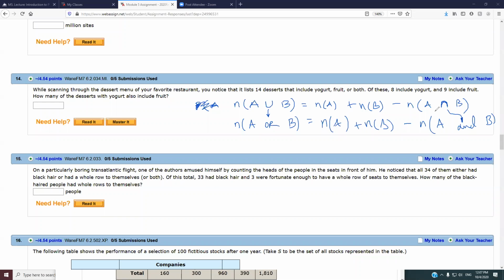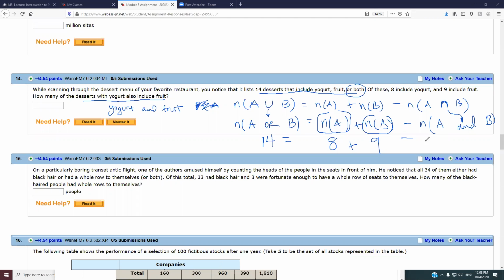All right, well, now I can plug in. It says there's 14 desserts that are yogurt, fruit, or both. So this is really giving me 14 for this number. Here's the number of yogurts. There's 8 of them. Here's the number of fruits. There's 9 of them. We want to know how many desserts with yogurt also have fruits. Well, that's really yogurt and fruit together.